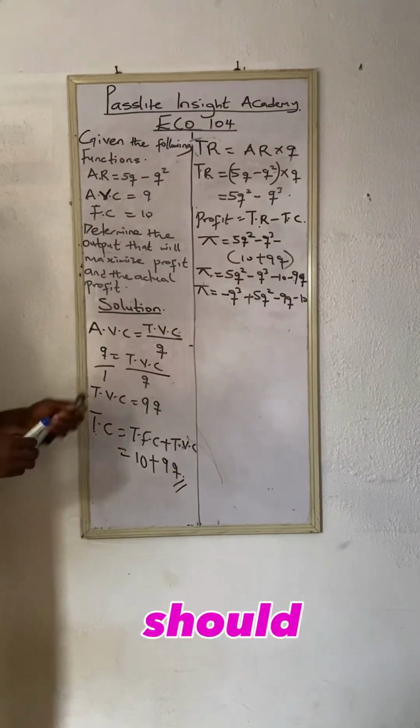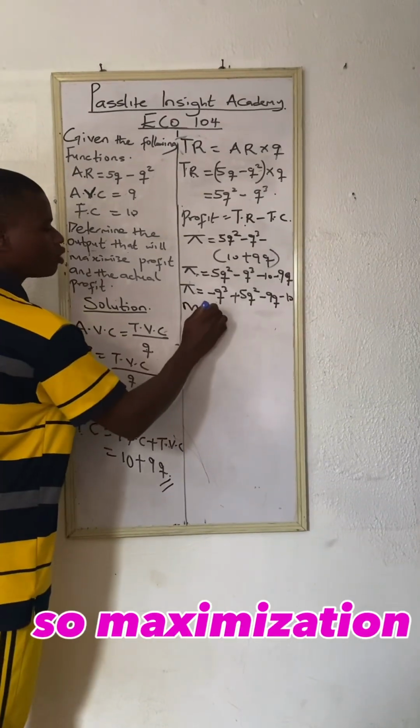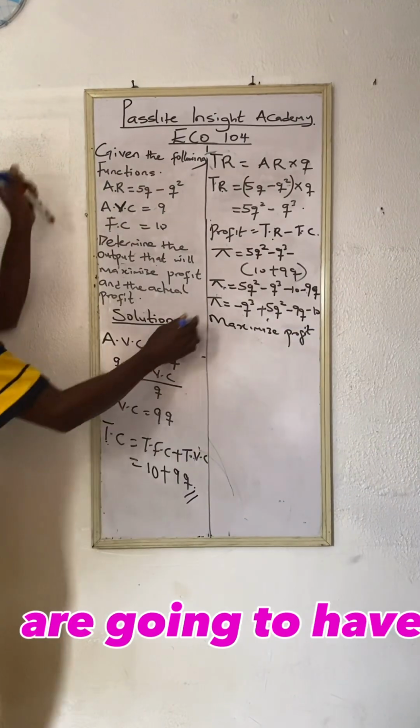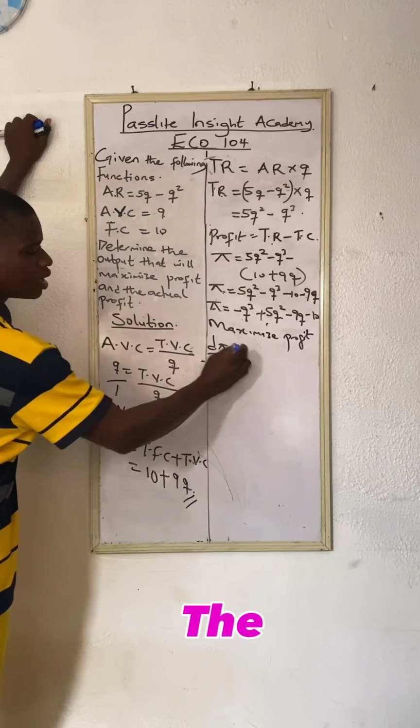So the question says we should determine the output that will maximize the profits. So let's maximize the profits now. To maximize the profits, we are going to have outside over inside, the d pi over dq as our differentiation.